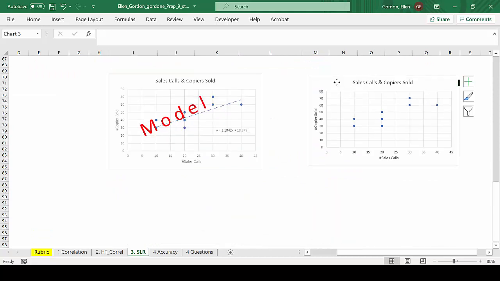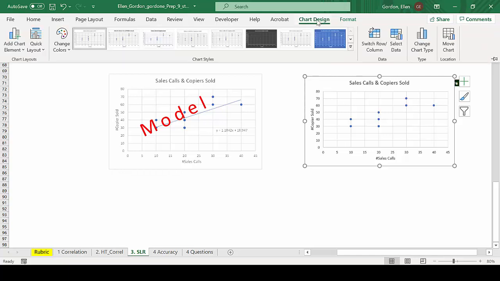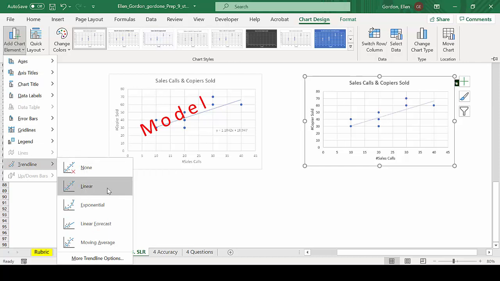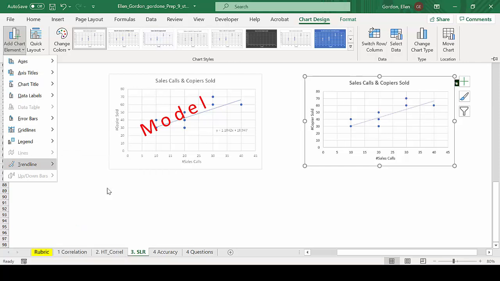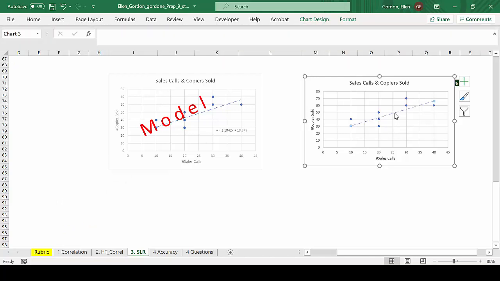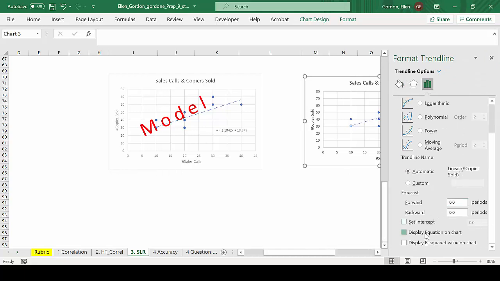All right, the last thing we're going to want to do is insert that trend line. So you can do that by going to chart design, add chart element, and then we can go to trend line, and we're going to add a linear trend line. And then if you double click on that trend line, you're going to go over here to the options, and we're going to display the equation.